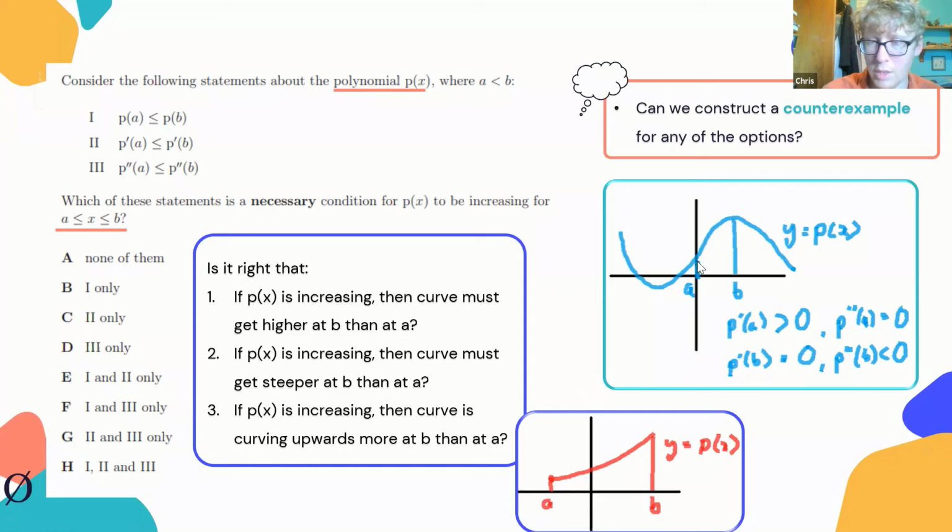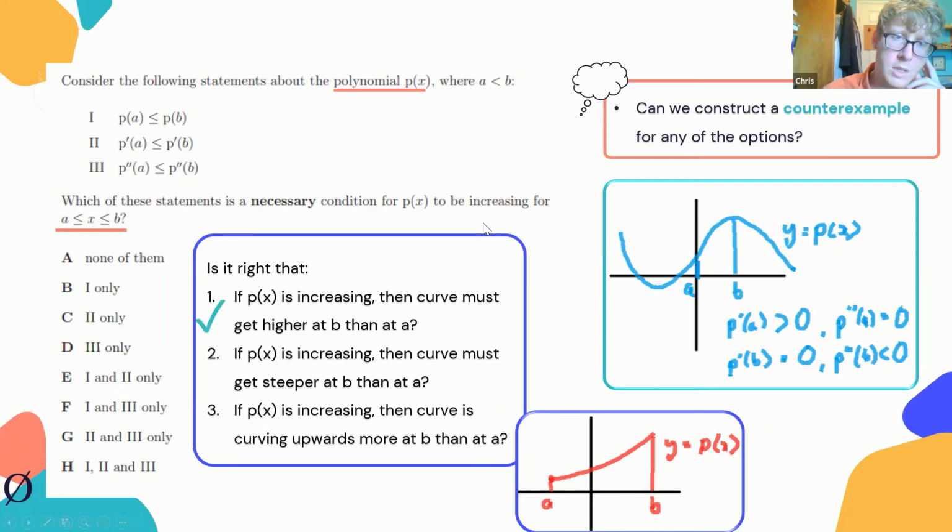At A, we said our second derivative is 0, and at B, it's curving down. It's more concave. So that means the second derivative can decrease, and that makes it a counterexample to 3, which says the second derivative should be bigger at B than at A. So 2 and 3 don't have to be true.